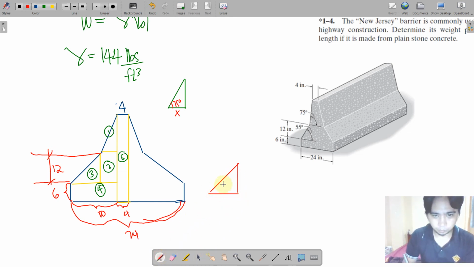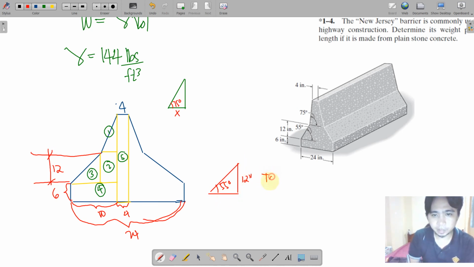So this is 55 degrees, and then we have a height of 12 inches. Okay. So if that is 12, what function to be able to get this one? What should be the function? Of course, tangent, because we have opposite and adjacent.